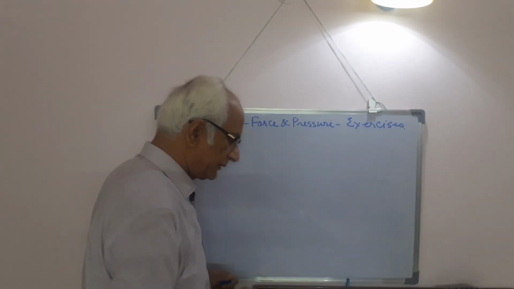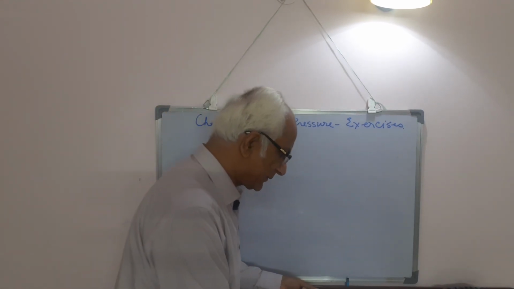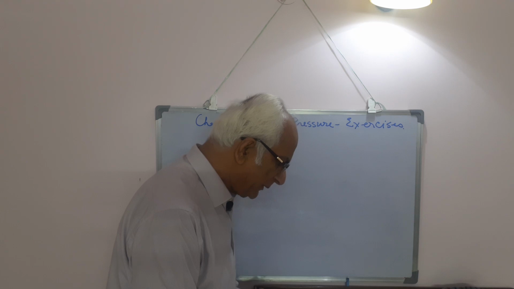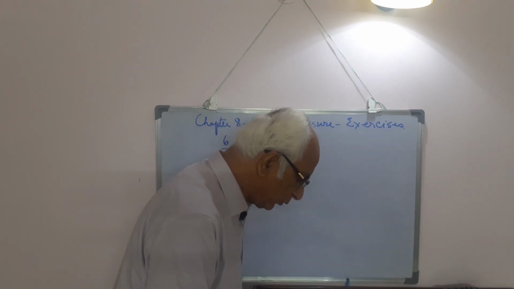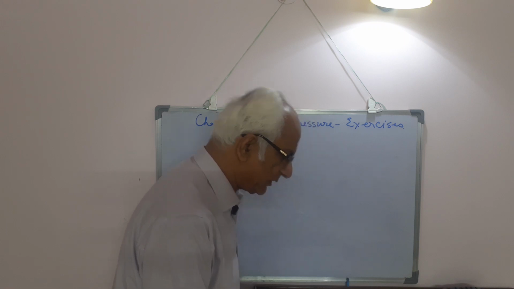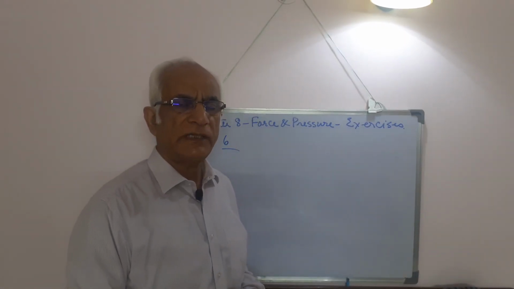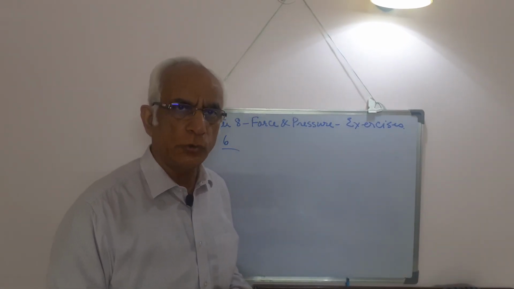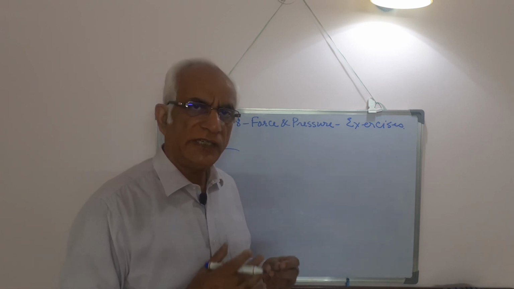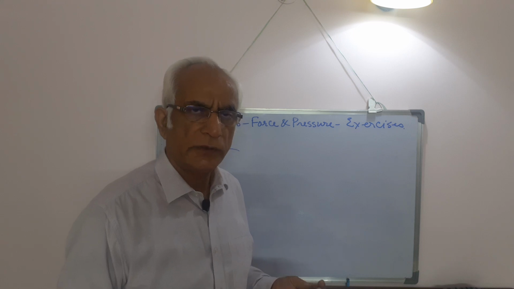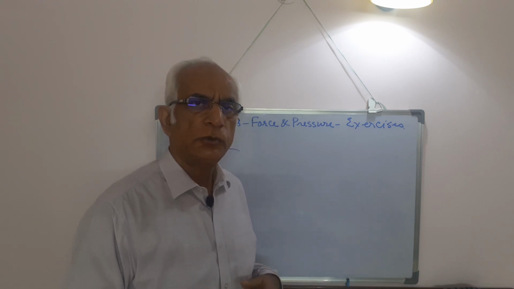Question number 6. Please take out your books and read the questions. A blacksmith hammers a hot piece of iron while making a tool. How does the force due to hammering affect the piece of iron? Basically, what does the blacksmith do? He makes different objects of iron. These objects have different shapes. Now, how does he give shape to the iron?